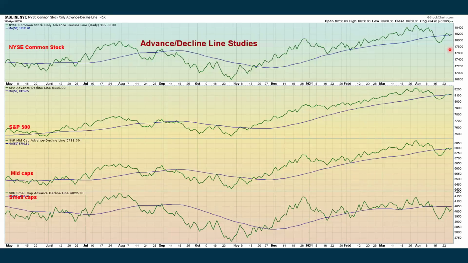Then some other stocks, and I show this in the daily video too. This is an advanced decline line study across multiple indexes. On top, we have the NYSE just common stock, and we're just a little bit above the moving average. We're right on the moving average with the S&P. We're right about on the moving average with the mid caps, and we're showing a bit of an improvement, but we're still below the moving average with the small caps.